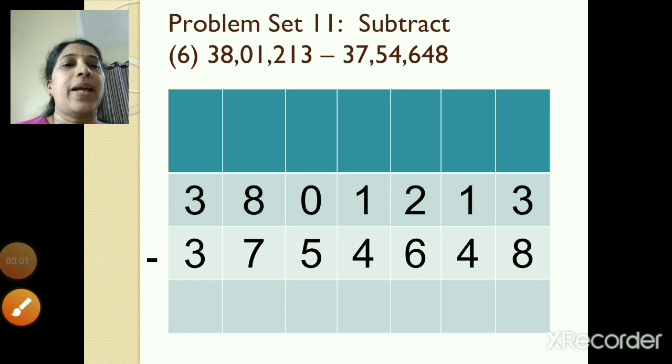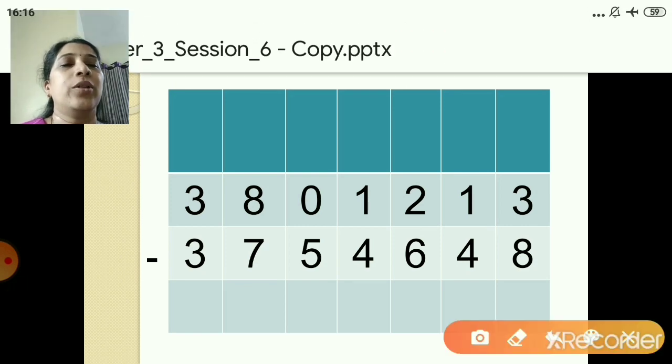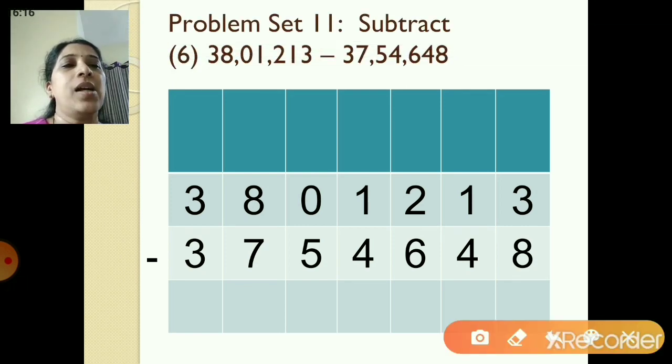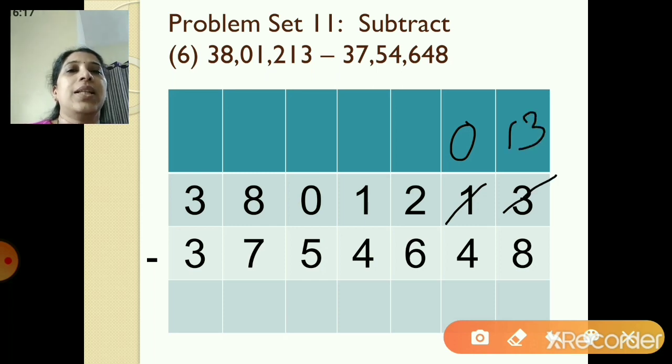So 3 minus 8. You cannot subtract 8 from 3. So what are you going to do? You are going to borrow 1 from the tens place. So in the tens place it will become 0. And in the units place it will become 13. So 13 minus 8 is 5.